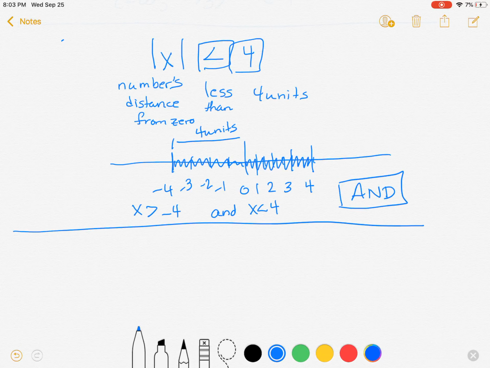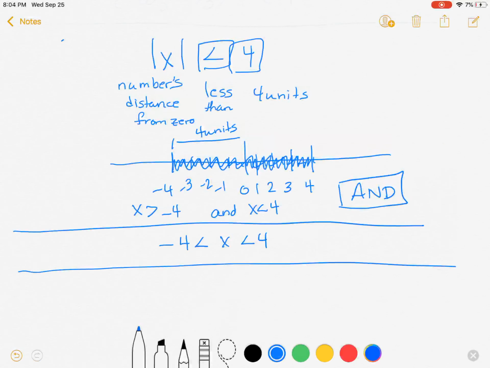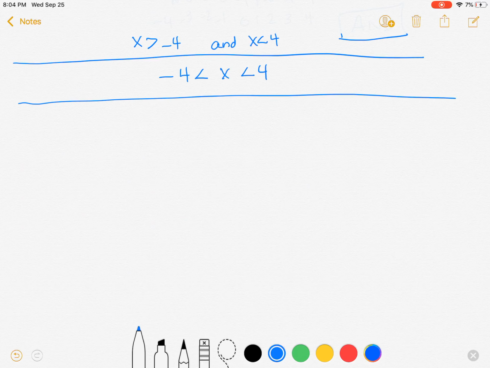The other way this is set up is, see how it's trapped in between negative 4 and positive 4? So we could write it as the compound inequality negative 4 less than x less than 4. All right, whatever you feel more comfortable with is the way that you need to set it up. So I'll do both for both of my examples just so you see they come out to be the exact same answer. Okay, so let's do an example.